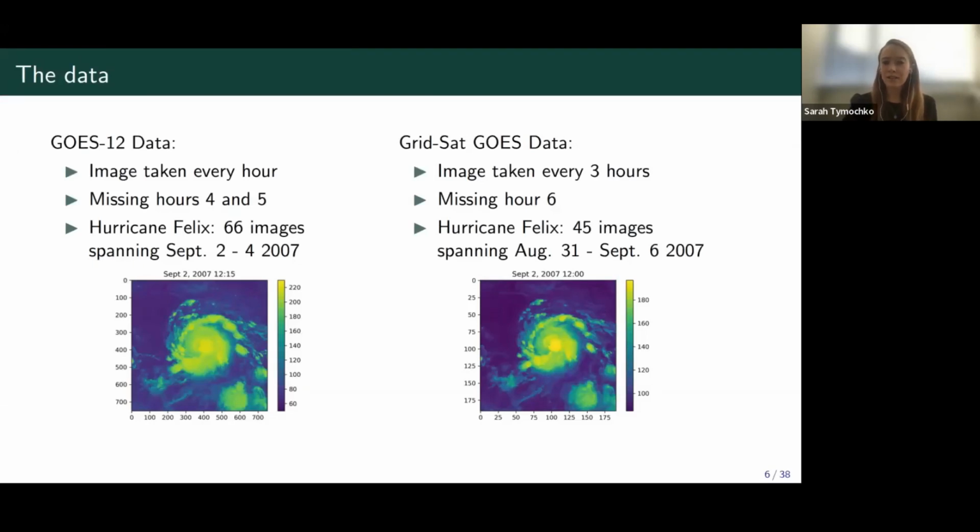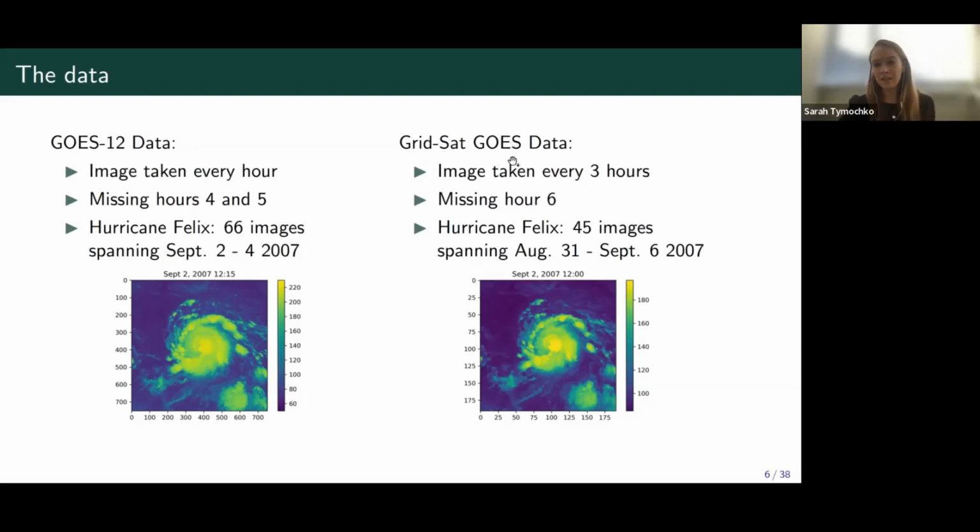So the first data set, we had images taken every hour, but we were missing 2 hours of the day because, as in real life, data is imperfect, and actually the satellite would go out of range and not be able to see the storm, so it couldn't record the temperature for those chosen times. And so we also had, for that particular data set, about 3 days worth of data and fairly high resolution, high detailed images. So this is sort of an ideal data set in the time and spatial resolution, but we don't have a whole lot of days worth of data.